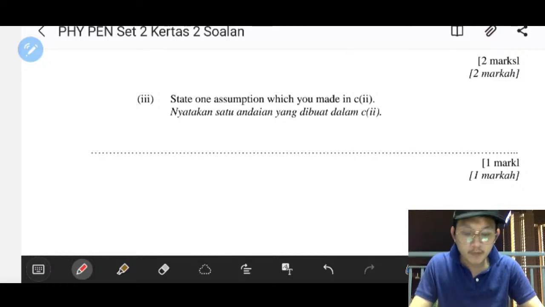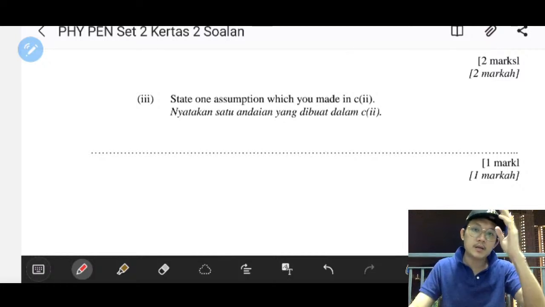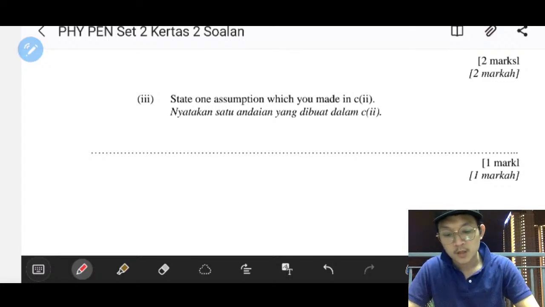Okay. Still one assumption, nyatakan satu andaian yang dibuat dalam C2. You have to have the assumption. Assumption is very important. Tiada kehilangan haba.